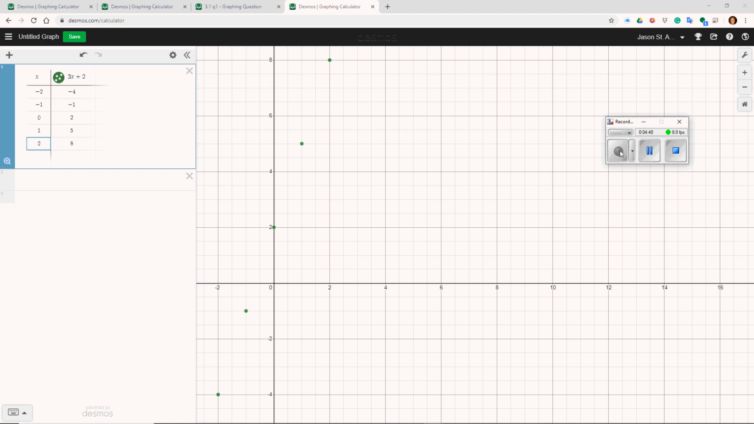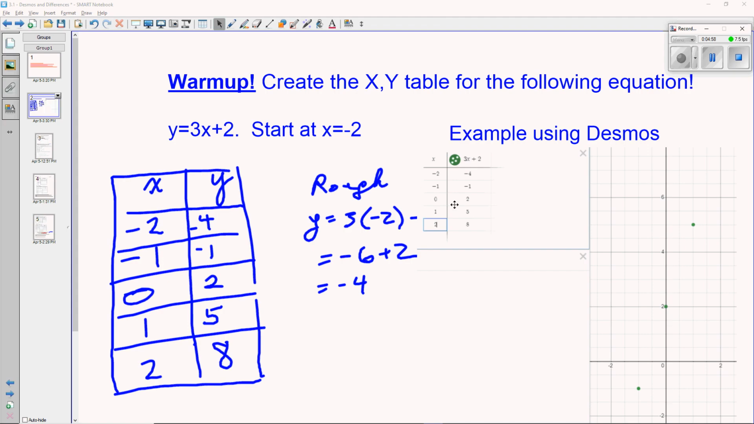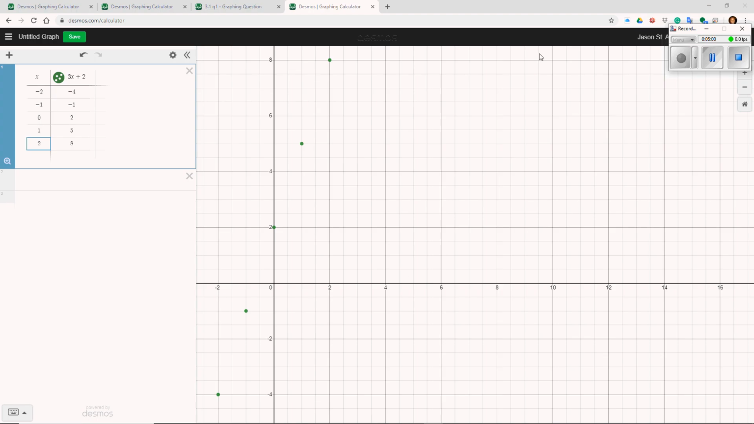Now, this is an important skill. If you haven't done lesson 3.1 of this lesson, you're going to be in trouble, so go back and do the prep, or practice, for Desmos. This is our example using Desmos. Just remember, in order to create a table of values, we hit the plus sign and then hit table, and then we fill in the right side with the y equals equation to find what we need. And on to the lesson.